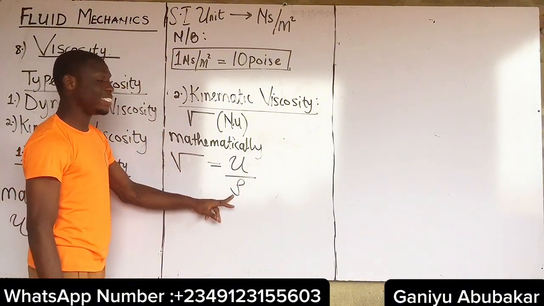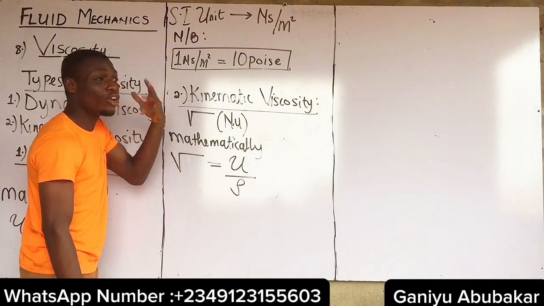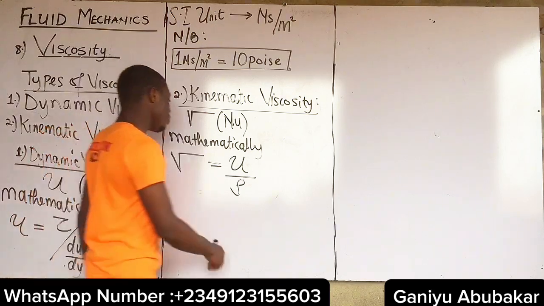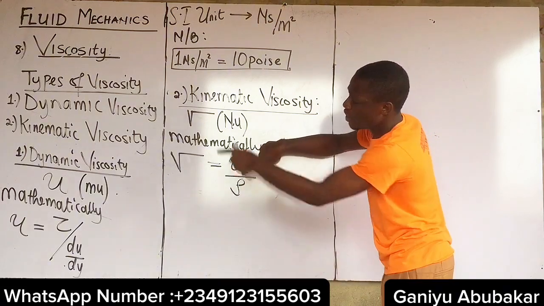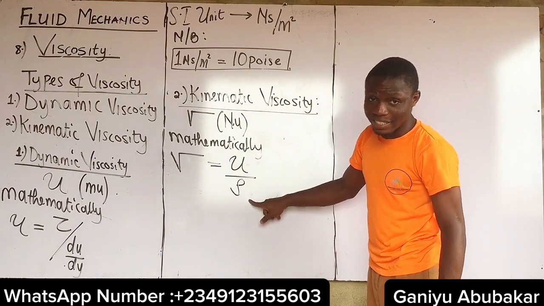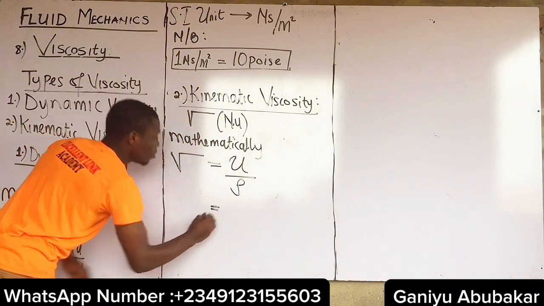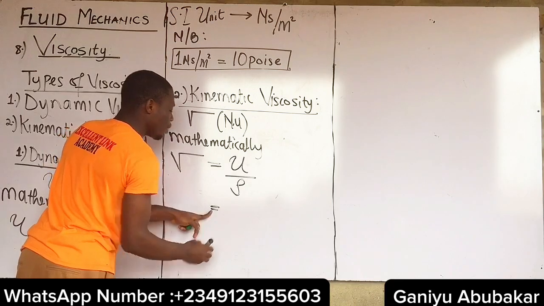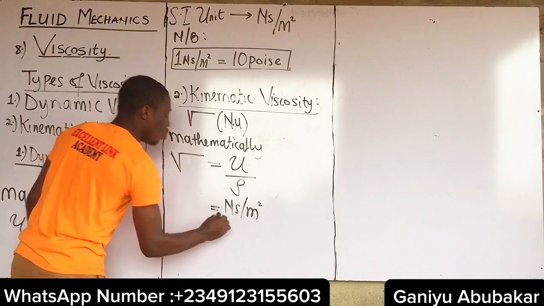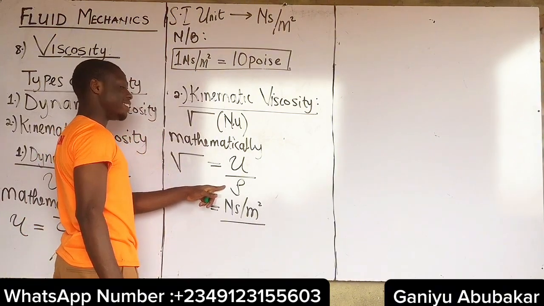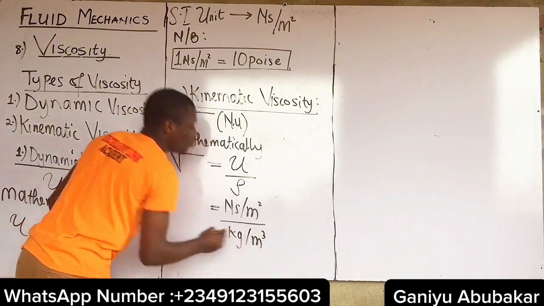Rho represents mass density, as we said in the last class. So try to watch our last class on introduction to fluid mechanics. So we're saying that kinematic viscosity is simply the ratio of dynamic viscosity to the mass density. Let's get the SI unit for kinematic viscosity. Dynamic viscosity is measured in Newton seconds per meter squared, all over mass density, known as rho, which is measured in kilogram per meter cube.